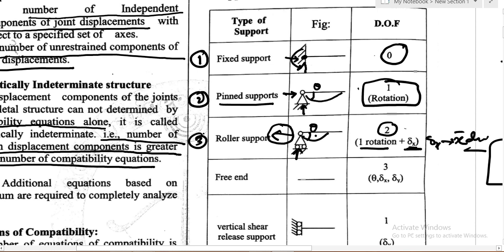Now this is the free end. Free end means what? This end can be moved in the x direction, can be moved in the y direction, and there is also a chance of rotation. So in the free end the number of degrees of freedom is 3, meaning 2 linear, x direction and y direction, and 1 angular displacement. So translation in the form of x and y direction, and angular displacement is also possible in the case of free end.